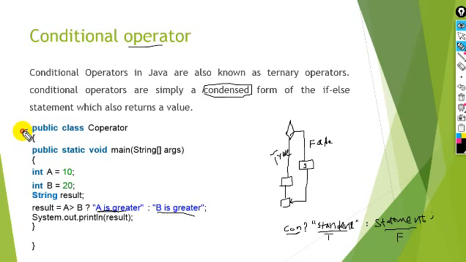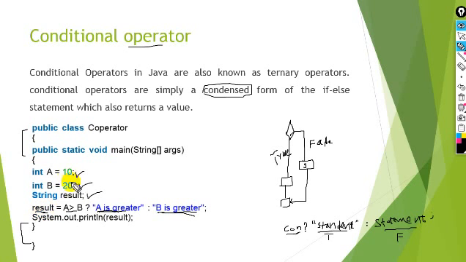You know about this structure, that this is a basic class structure. Now I have taken two variables, a is equal to 10, b is equal to 20, and a string variable with the name result. Now result is equal to a is greater than b; if the condition is true, the first value is assigned to result, and if the condition is false, the second value is assigned to result.